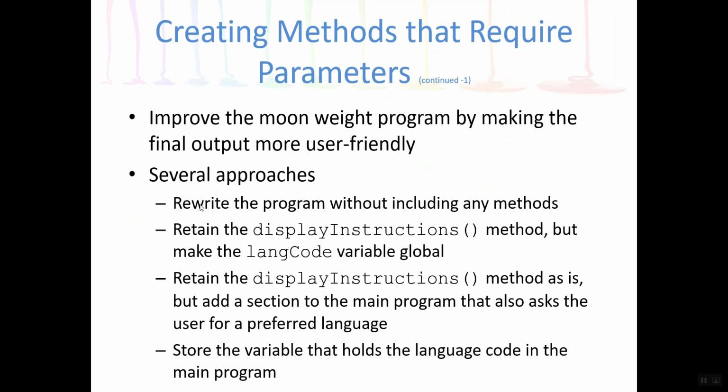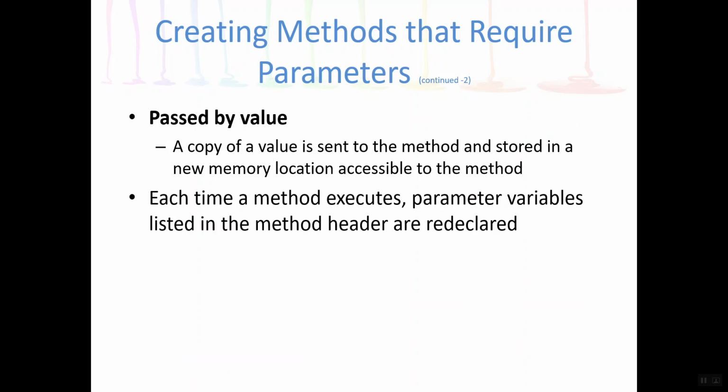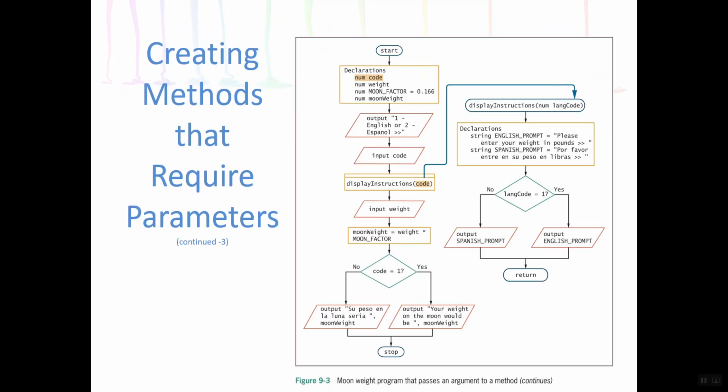There are several approaches to it. The one that we're going to take is to store the variable that holds the language code in the main program and then pass that data to a second method. So let's take a look here. We still have our main flow and we still have our display instructions.